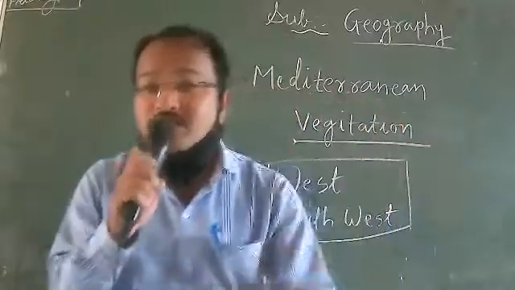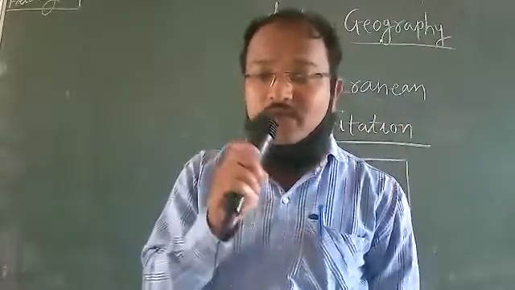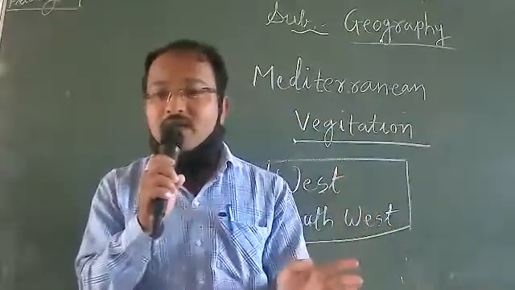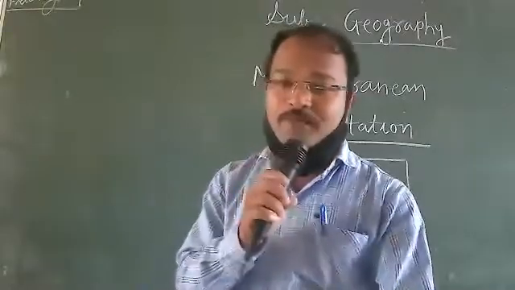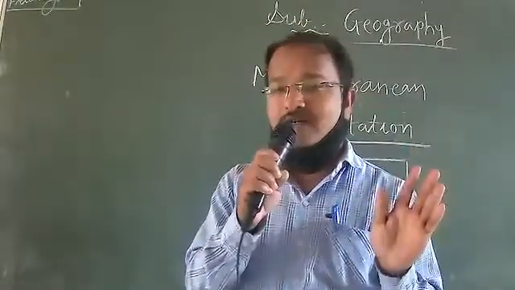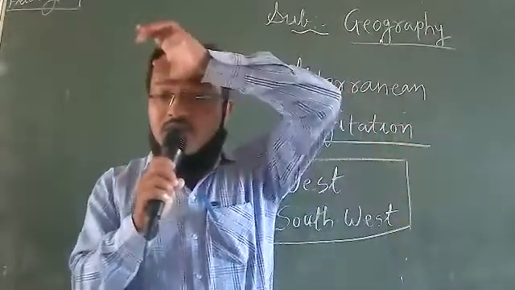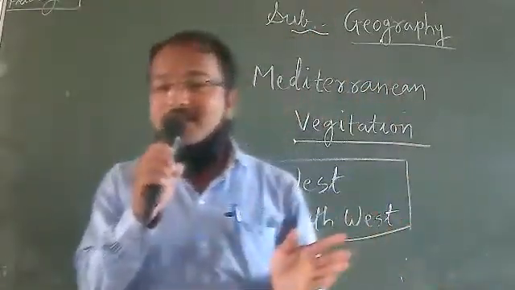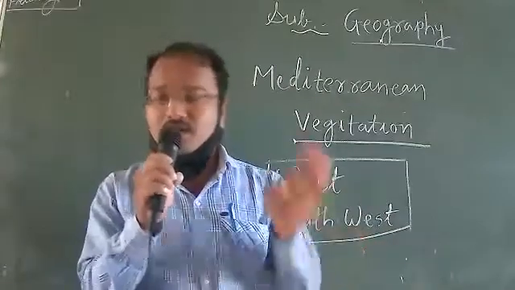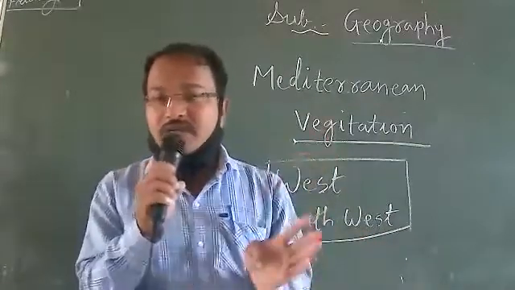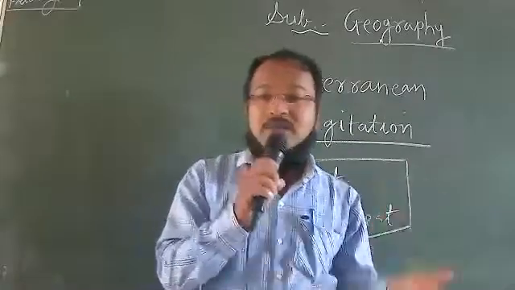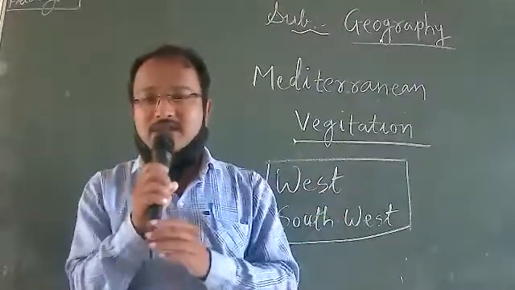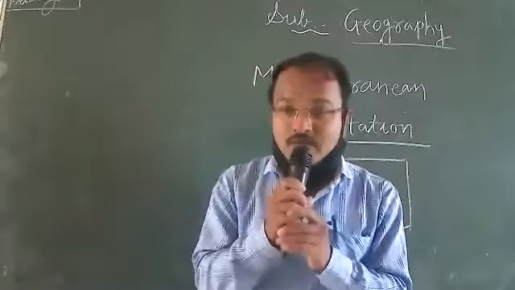Here is given figure 6.12. You can see that figure 6.12. It is mostly found in the areas around the Mediterranean Sea in Europe, Africa, and Asia. Hence the name. This kind of vegetation is also found outside the actual Mediterranean region, in California in USA, Southwest Africa, Southwestern South America, and Southwest Australia. So these are the countries where this Mediterranean vegetation is found.